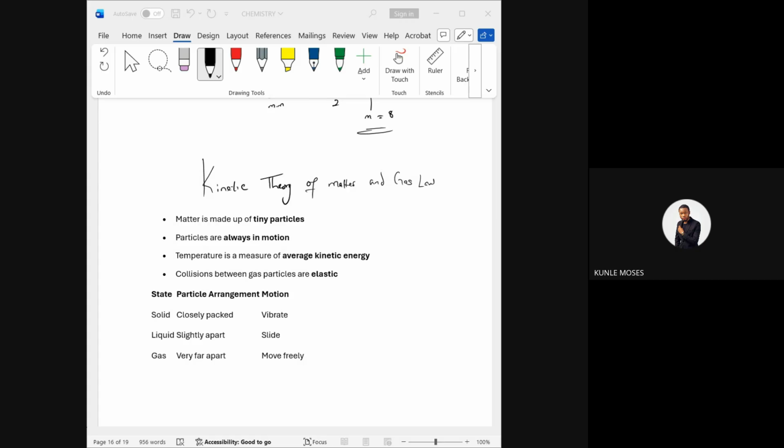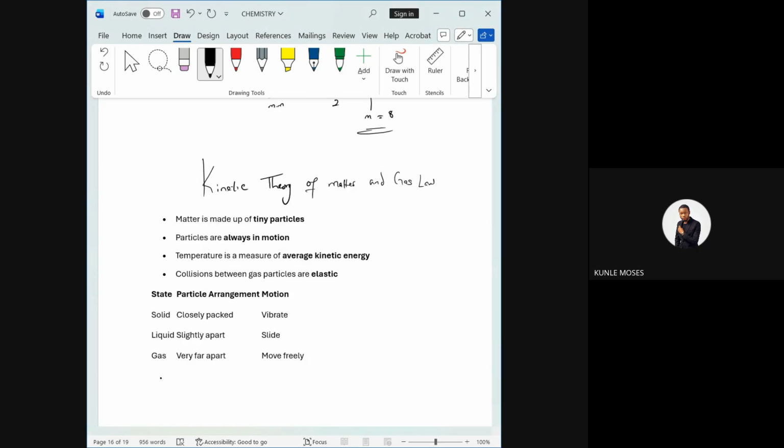And there's one other key point that you need to take note of. You need to pay attention to the kinetic energy in this state. Melting has an increase in kinetic energy.